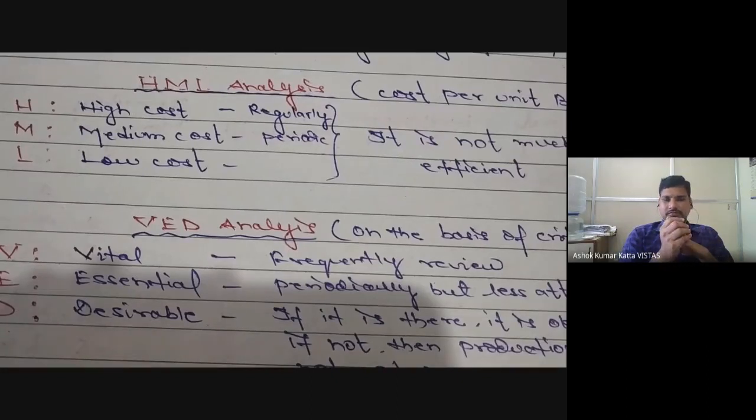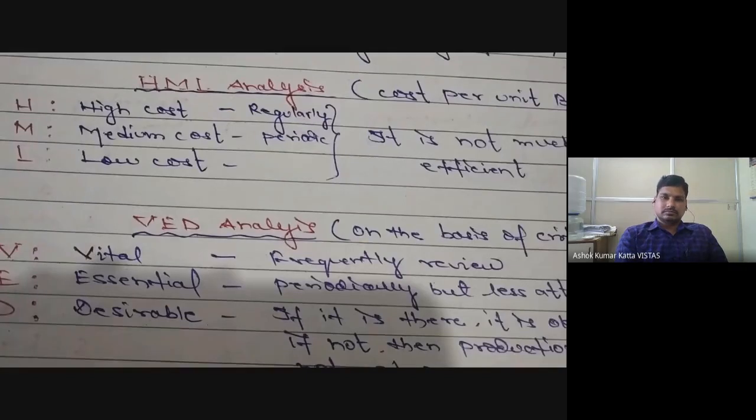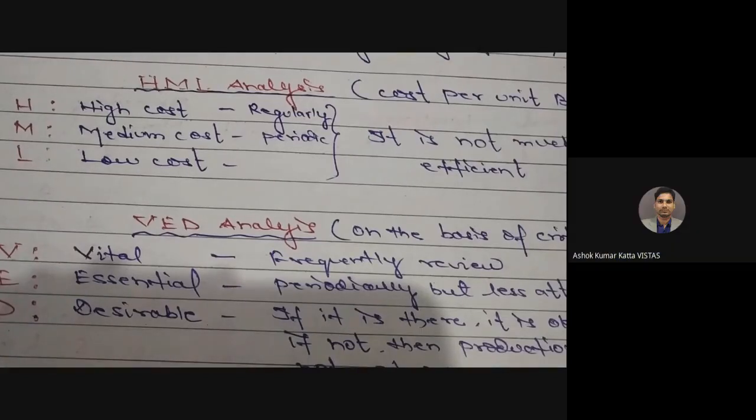Basically, this particular method is not efficiently used because it uses only cost per unit. As we discussed in the ABC analysis, they also include cost per unit, but they consider the entire cost of raw material throughout the year, means cost per unit into number of units used. So if you multiply cost per unit and number of units, then you will get the entire value of consumption.